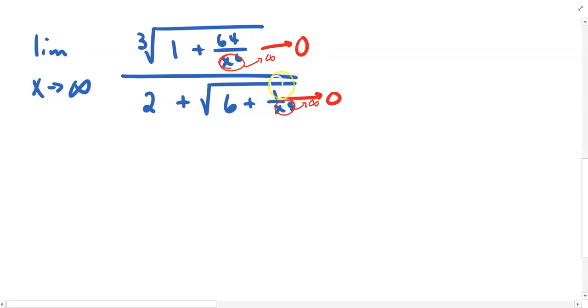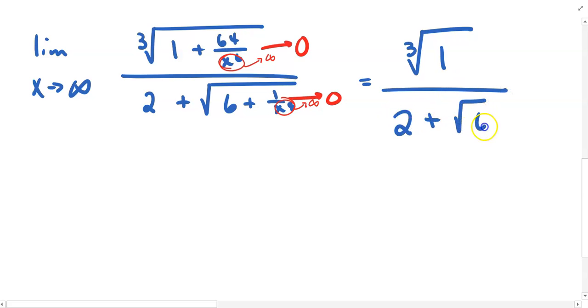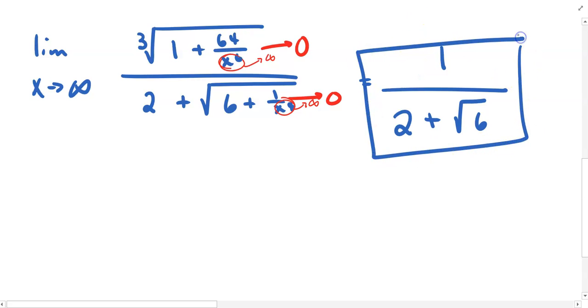So with that preliminary understanding, I'm happy in stating that the limit as x approaches infinity would simply be the cube root of 1 plus 0 over 2 plus the square root of 6. Now clearly the cube root of 1 is 1, so I think I would be comfortable in stating that the limit that this function approaches is 1 over 2 plus the square root of 6.